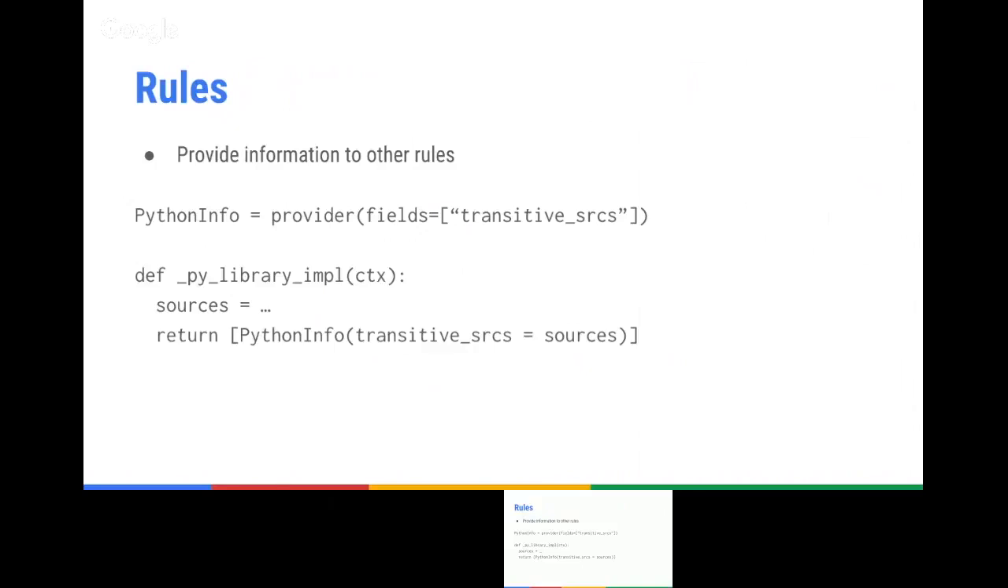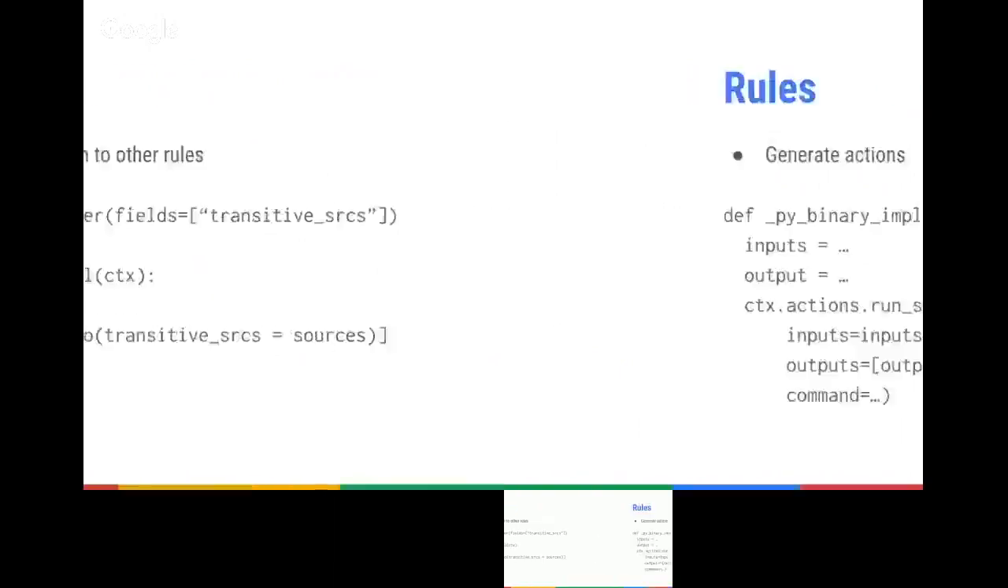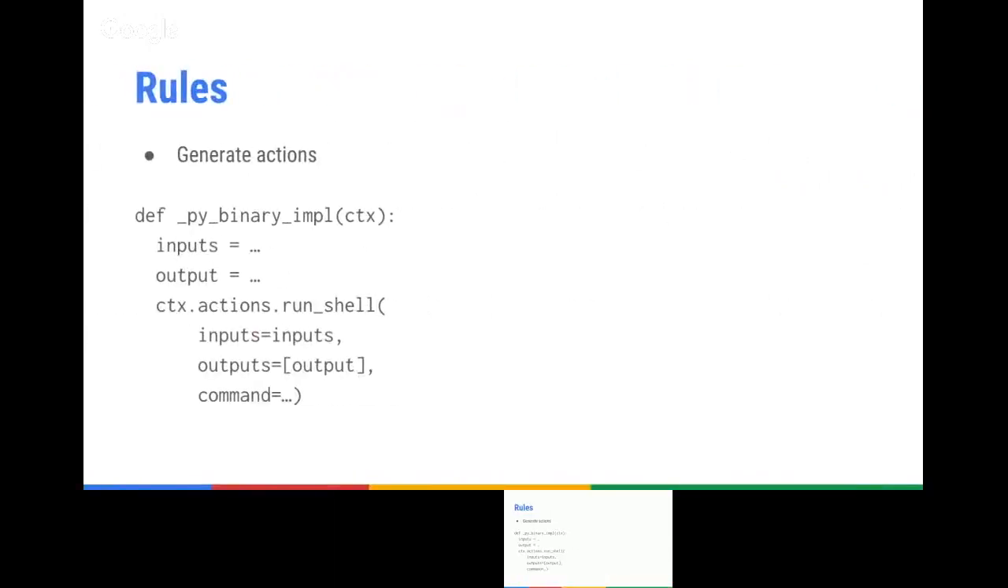And once you have your interface and your providers, you can generate actions. So here, in this example, we just run a shell command. Yes, just put what you need here. But that's really what a rule has to do: communication with other rules and generating actions.